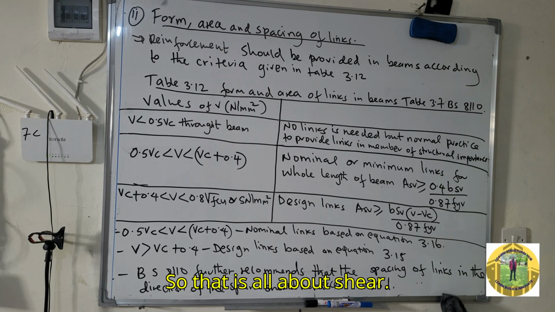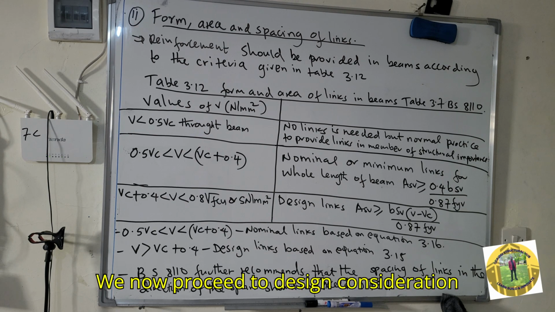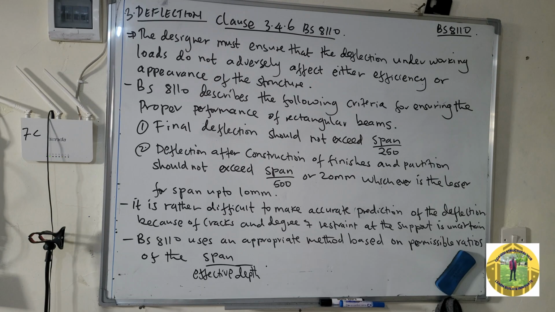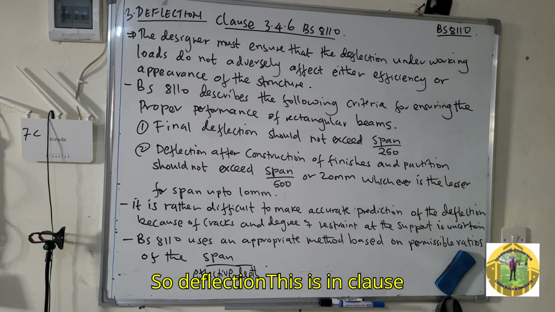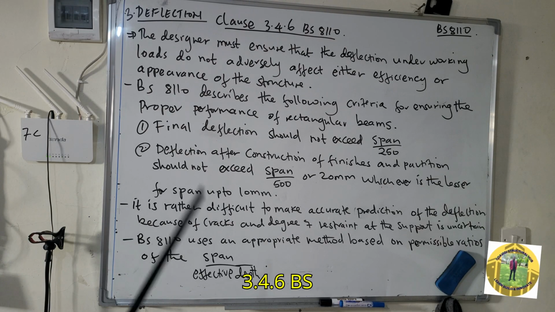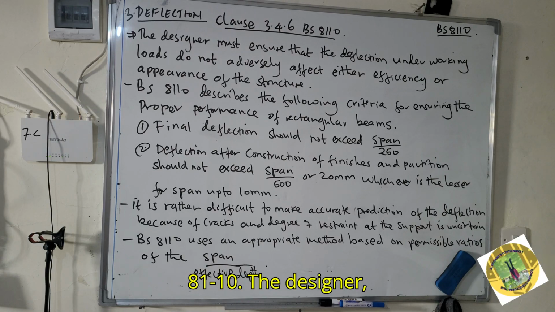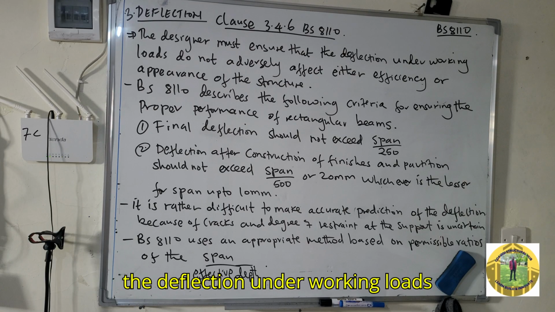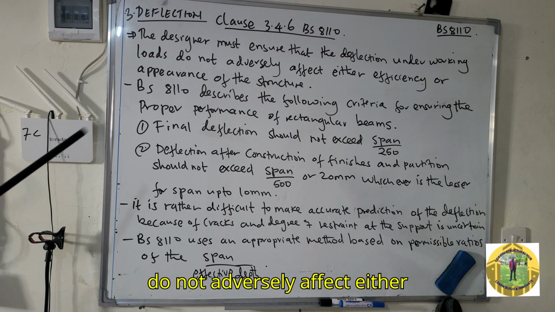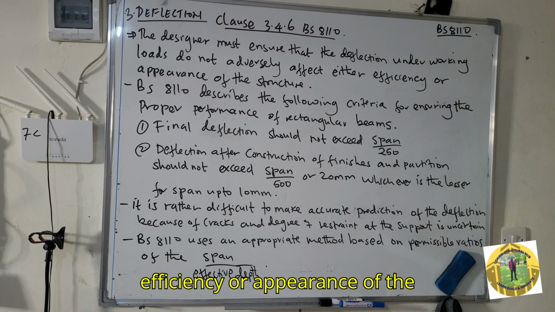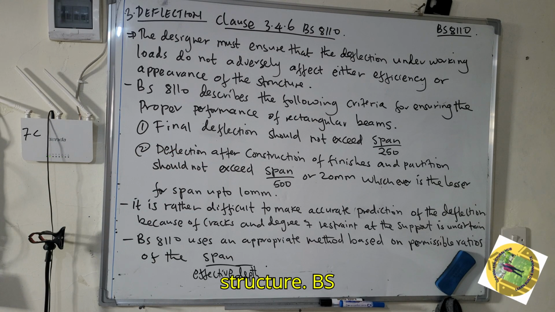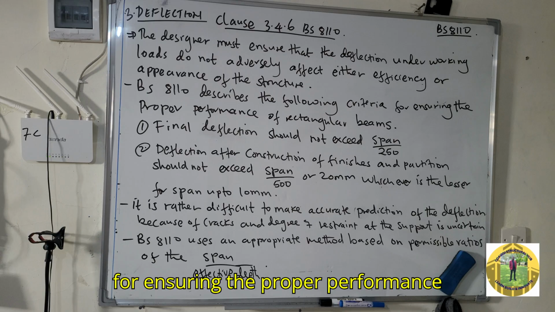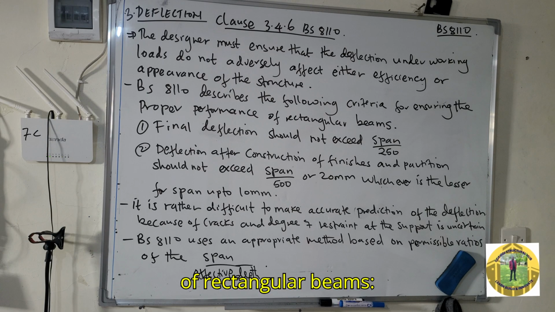So that is all about shear. We now proceed to design consideration number 3, which is deflection. This is in clause 3.4.6 of BS 8110. The designer, which is you, must ensure that the deflection under working loads does not adversely affect either the efficiency or appearance of the structure.